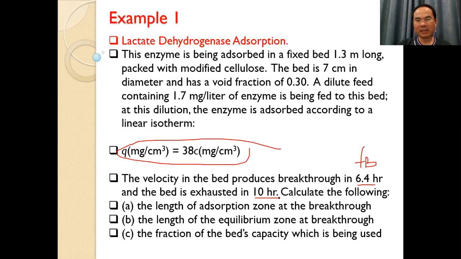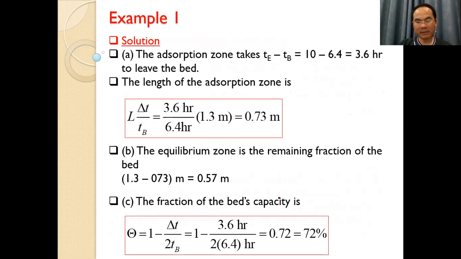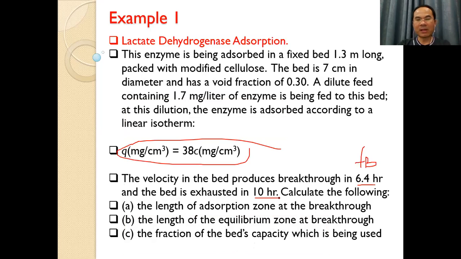The question is to determine the length of the adsorption zone at the breakpoint, and the length of the equilibrium zone at the breakpoint or breakthrough. And the last one, the fraction of bed capacity which is being used for adsorption. Okay, the first one, calculate the adsorption zone or adsorption length.